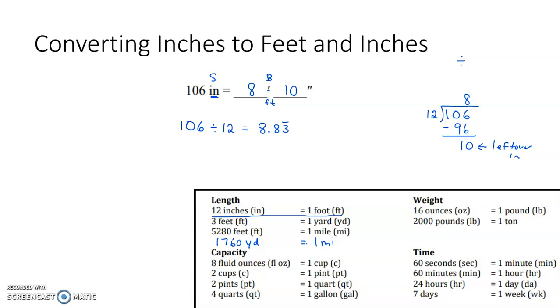So we first divide by 12. Second, we take 12 times 8 to determine how close we got. We got to 96. And third, we determine the leftovers. 106 minus 96 is equal to 10 inches left over.